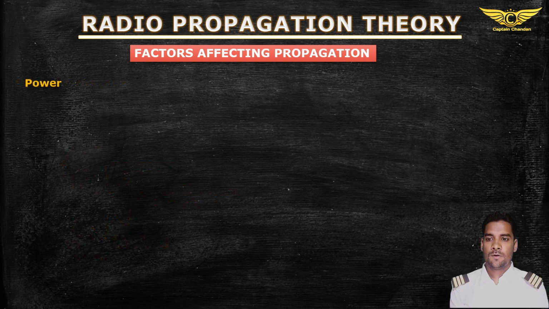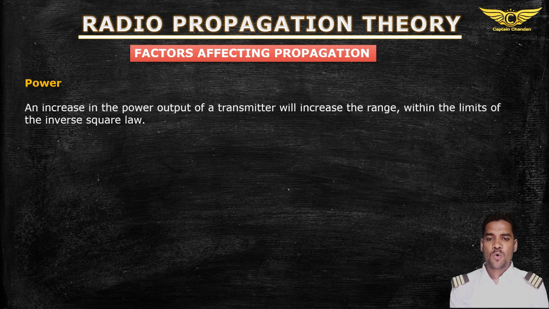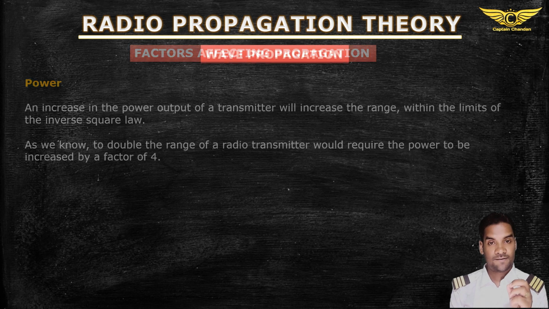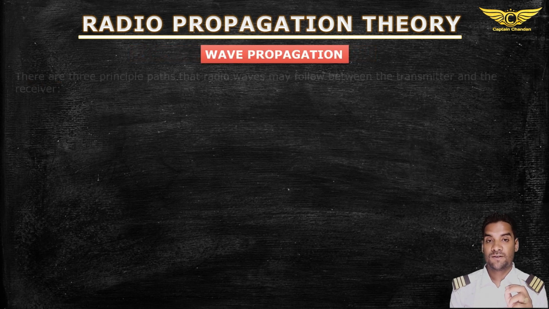Power. An increase in power output of a transmitter will increase the range within the limit of the inverse square law. As we know, to double the range of a radio transmitter would require the power to be increased by a factor of 4. We already discussed that one, so kindly remember these things.